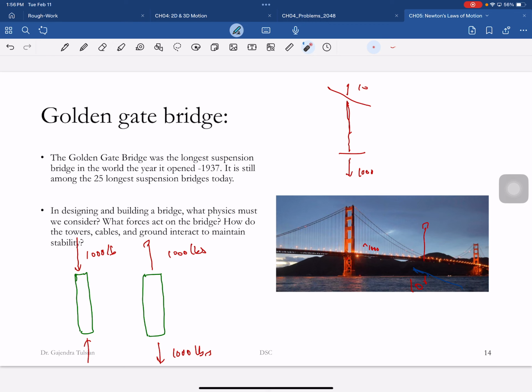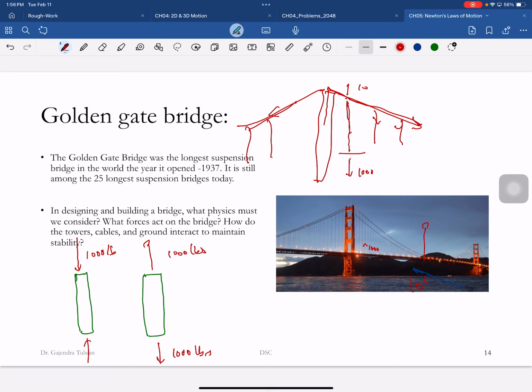What is this cable doing? It's pulling down on this cable, and there's a net force on these cables. All those cables are pulling down on this cable, which translates to this net force. And what happens there? These guys are pushing down on this structure. These forces add up, and the compressive force adds up to 500,000 pounds.